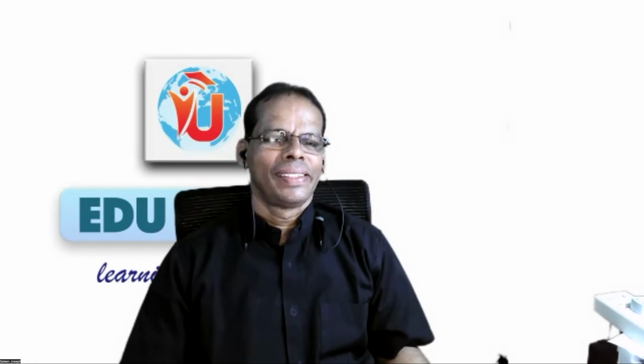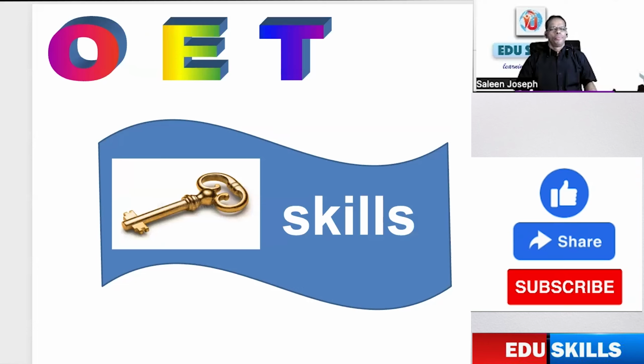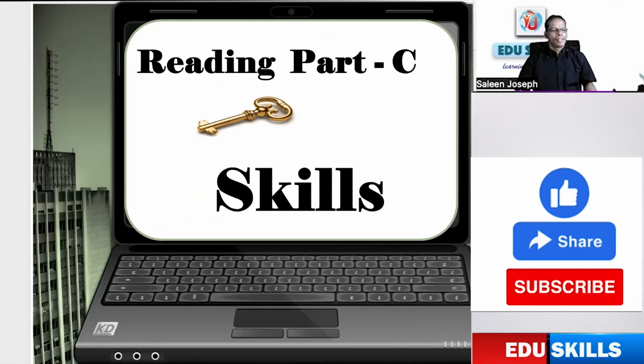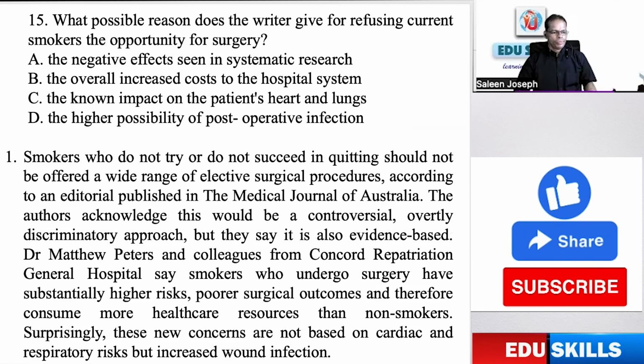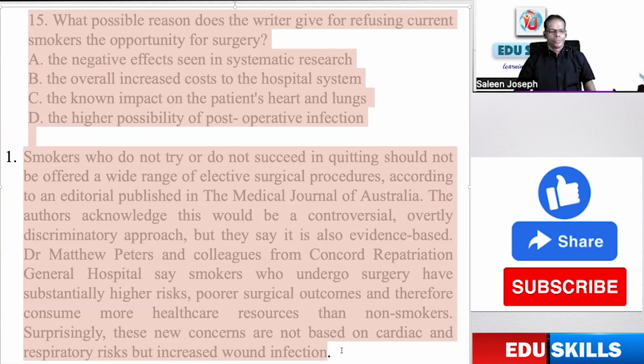And today we are going to deal with a wonderful segment, Reading Part C, in fact the most entertaining segment of the OET subtests. Let me share my screen. Okay, OET Reading Part C skills. And the text we are going to look into, the system will read it for you. Listen, this is also a listening practice for you.